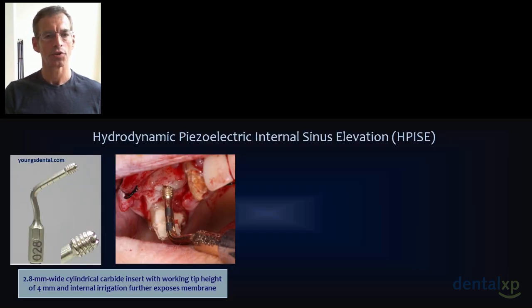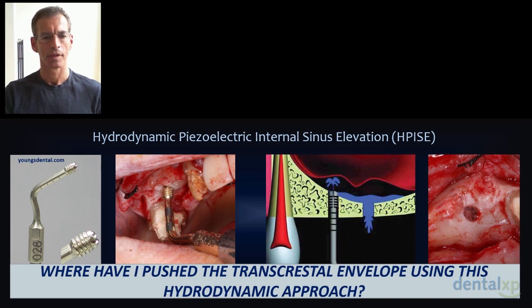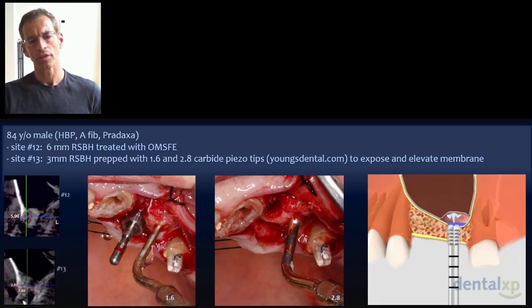After preparing and using the 2 millimeter diameter tips, I will introduce the 2.8 millimeter carbide insert to widen my osteotomy, further expose my membrane. The 2.8 millimeter tip is then inserted 1 to 2 millimeters into the sinus, and then hydraulic pressure and ultrasonic energy are applied for 10 to 20 seconds. Let me show you where I have pushed the transcrestal envelope using this hydrodynamic approach. I especially like it for my older patients who are medically compromised. They are not looking for a long, drawn-out, invasive treatment.